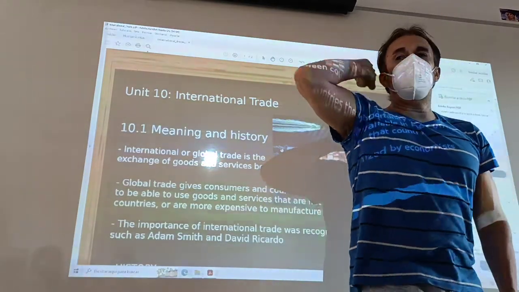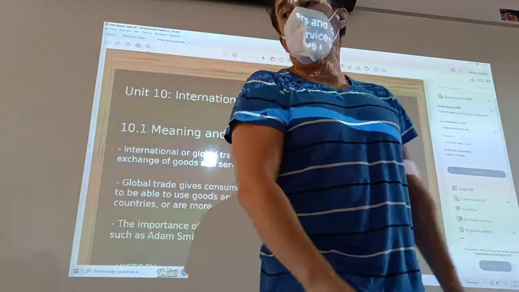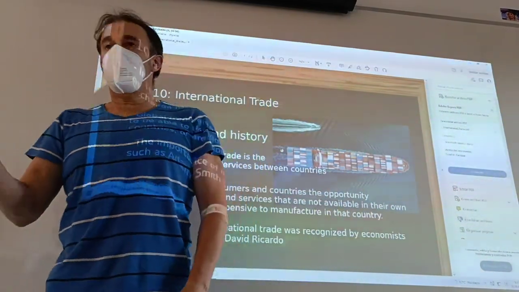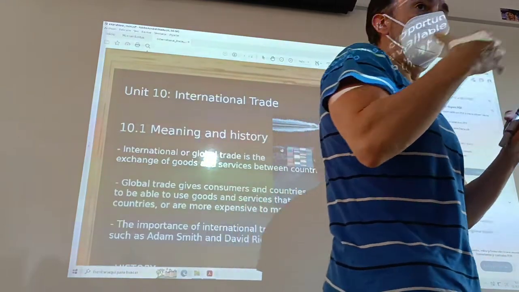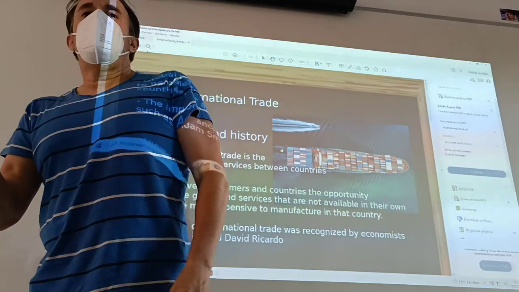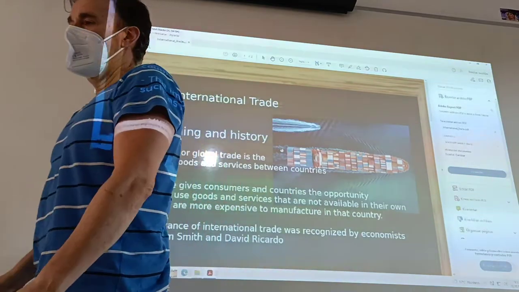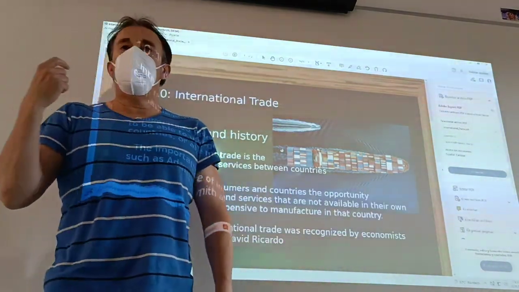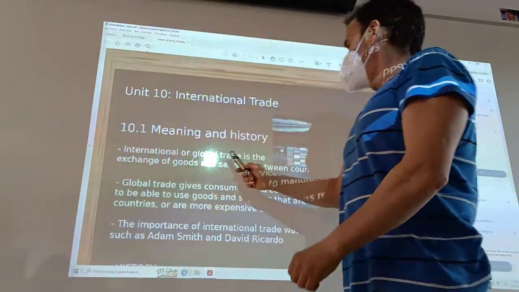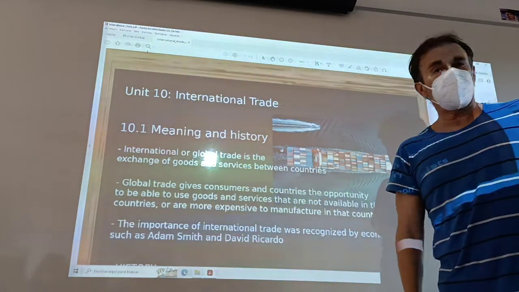Okay, we're beginning unit 9 about international trade or global trade. In current times, global trade has a relationship with globalization, with the trade among a lot of countries in the world, and about the relationship between countries in the North and South, or center and periphery. Meaning, international or global trade is the exchange of goods and services between or among countries.